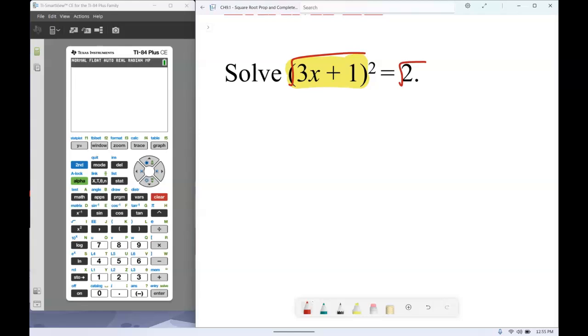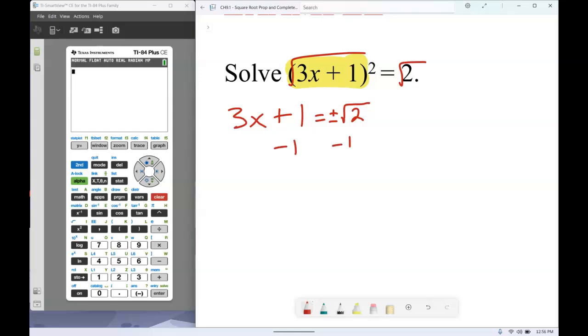If I square root (3x plus 1) squared, what do I end up with? 3x plus 1 equals what? What am I missing? Plus minus. Now we need to finish solving for x.